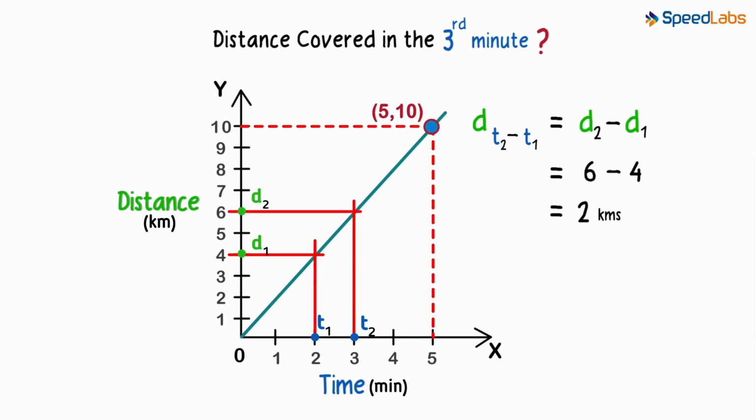I know what you must be thinking right now. Did we need to do all this? Probably not, because we already know that this vehicle is travelling at a uniform speed of 2 kilometers per minute, which is why this is a straight line. But it is a good idea to understand this graph really well.